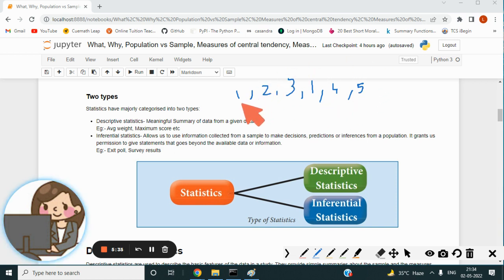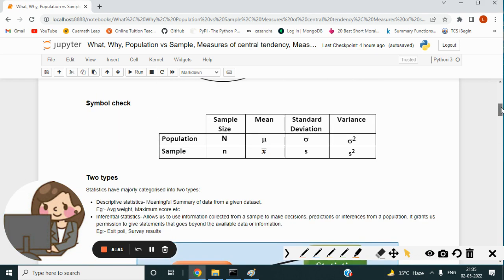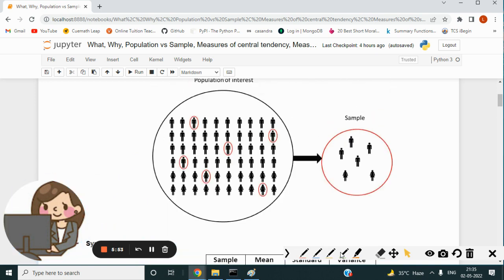So this is known as descriptive statistics. It gives a meaningful summary of the data that we have. In the case of inferential statistics, it lets us come to a meaningful conclusion from the sample data we have. So suppose we have a sample data like this.